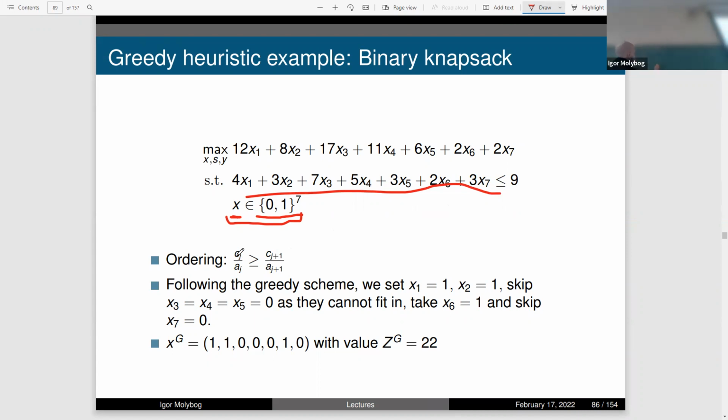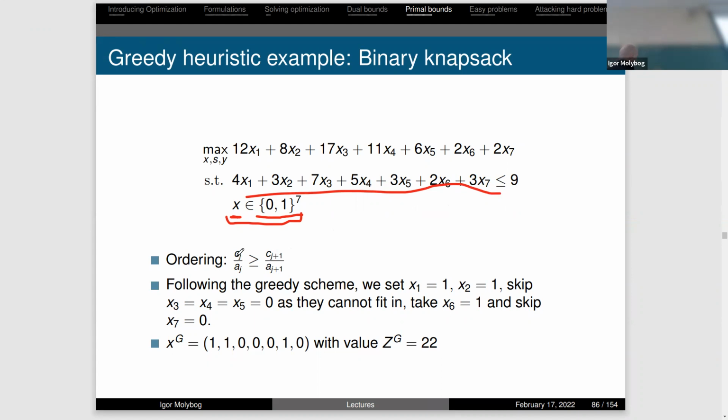Basically, this value Cj over Aj will tell us how much. If we interpret these numbers as the weight of an object, then Cj over Aj would be the amount of value per kilogram or per pound that we are gaining out of picking up an object J, right?